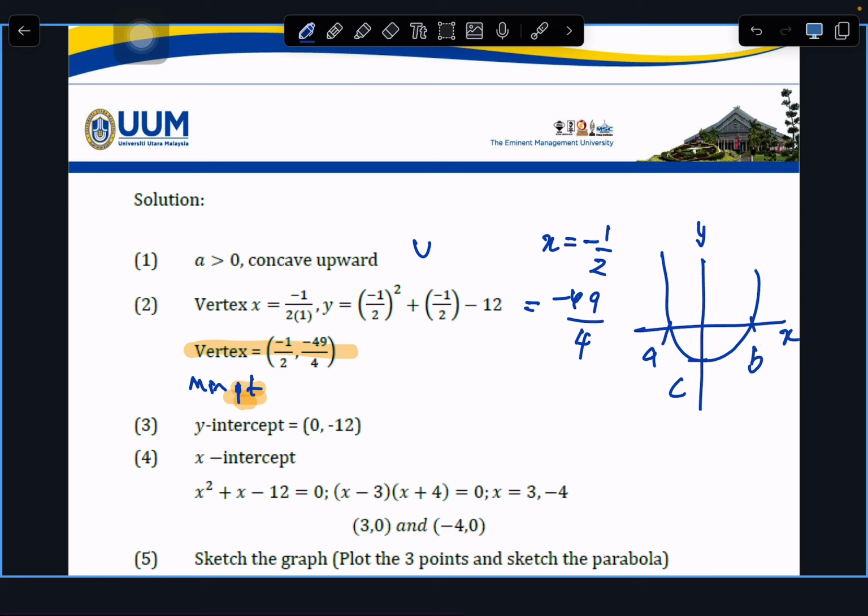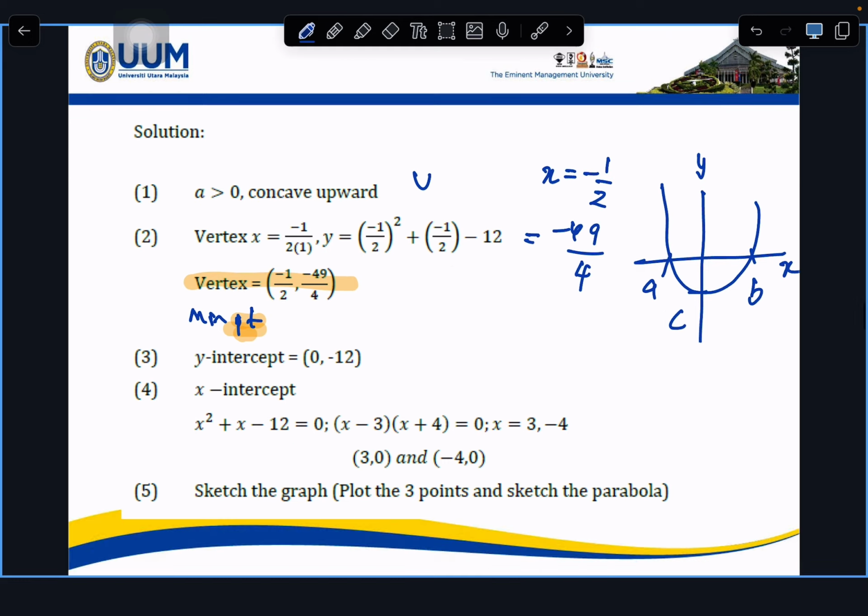If you are given a graph, you don't have to calculate. You can get the value straight away from the graph. If you're not given, then you have to find it. How to find it? For x-intercept, y equals 0. For y-intercept, x equals 0. Terbalikkan.